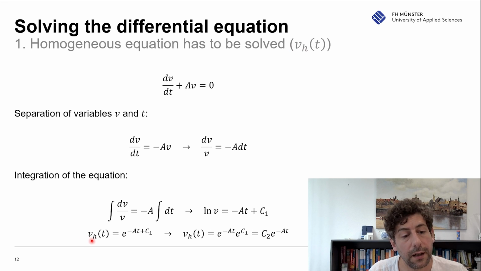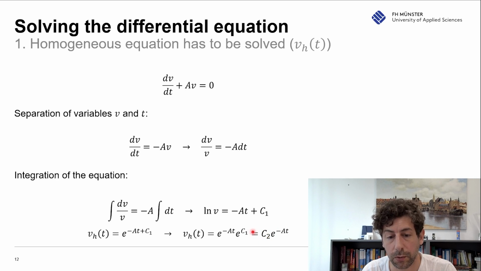So it's the velocity for the homogeneous equation as a function of t, and now we have e to the minus at plus c1, and then we can rewrite this expression here, and this is e to the power minus at multiplied by e to the power c1. And since this is a constant, right, e is a fixed number, c1 is a constant, I can give it a new name, and this is c2, and that's easier to write. So I have a new constant here. This one stays as it is, and this is the solution of the homogeneous equation.